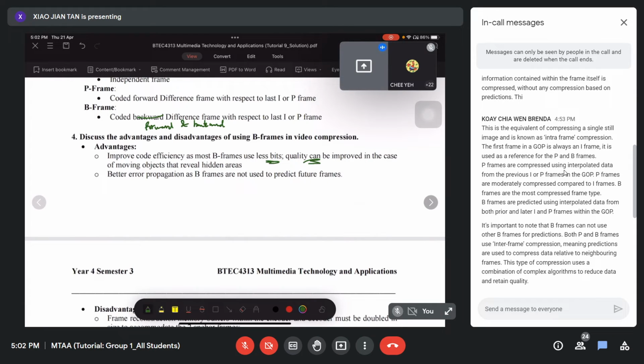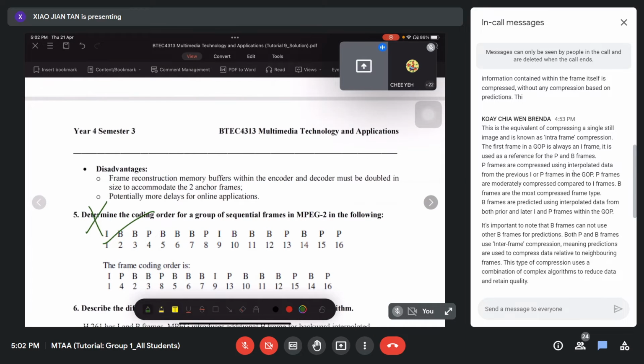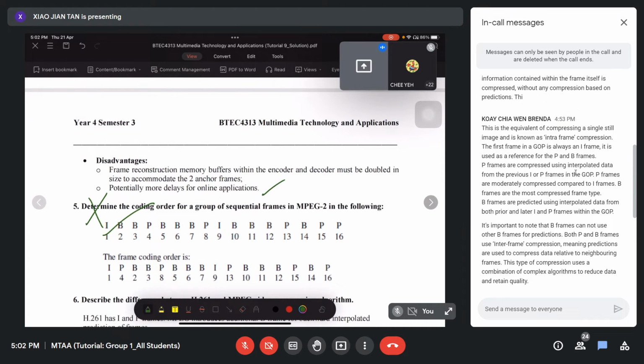Better error propagation, as B-frames are not used to predict any future frame, not only future but previous as well. Disadvantage: frame reconstruction memory buffer, and potentially more delay for online applications. Okay, because when you play the video offline, usually everything will be well organized. When you play the video, you can directly play the video. How should I put it?